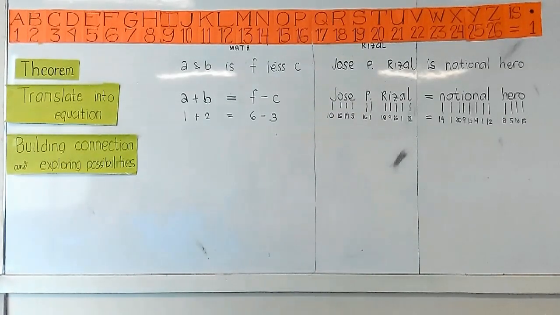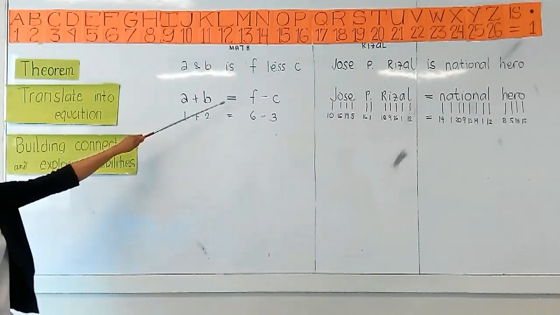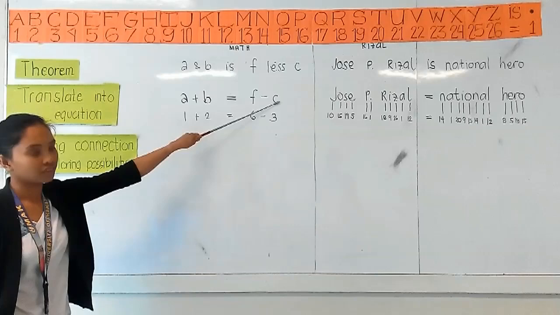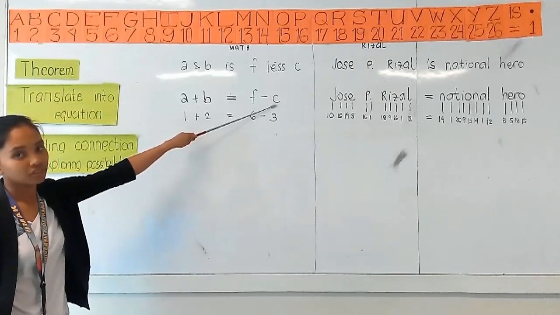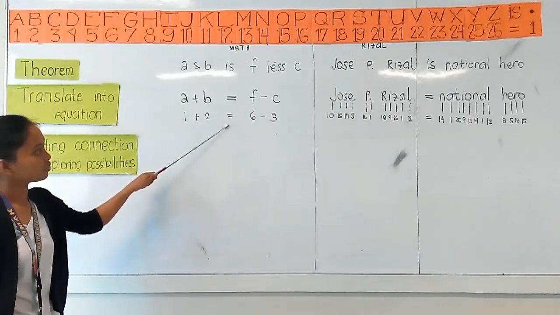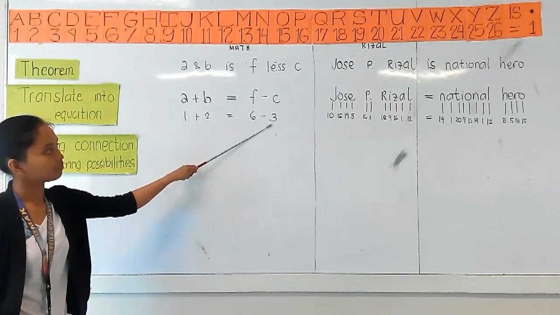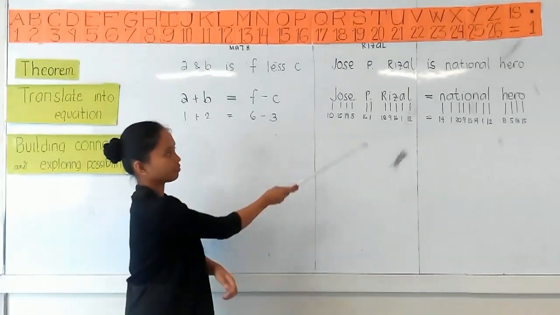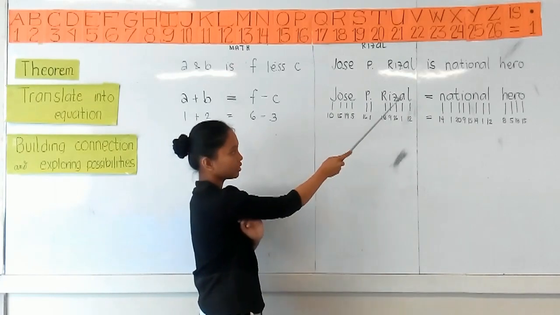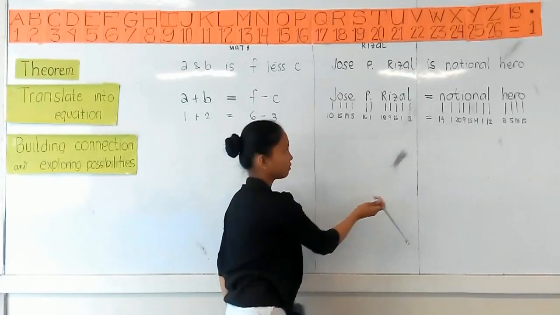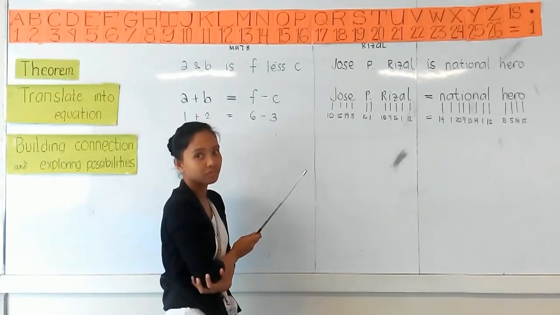Therefore, we form the equation from A plus B is equal to F minus C in numerical terms as 1 plus 2 is equal to 6 minus 3. In the Jose Rizal part, Jose P. Rizal is equal to national hero. So, we put the value on each letter.